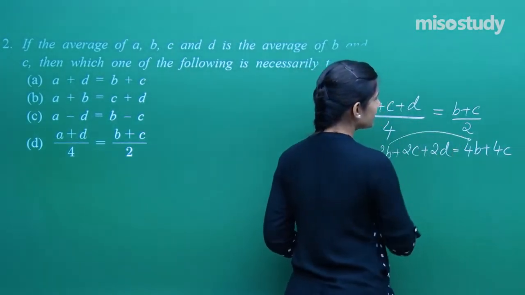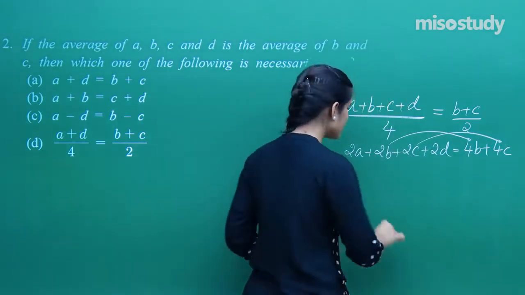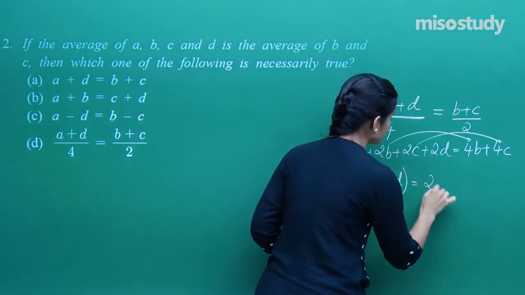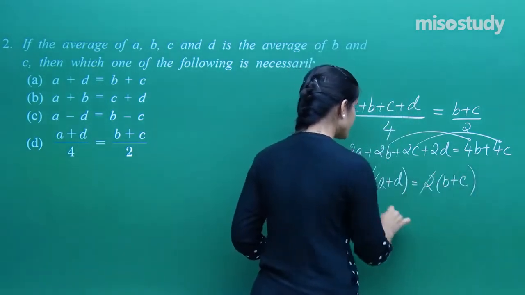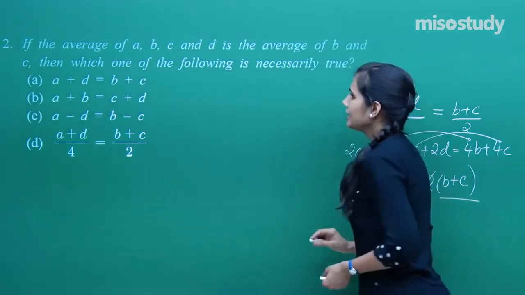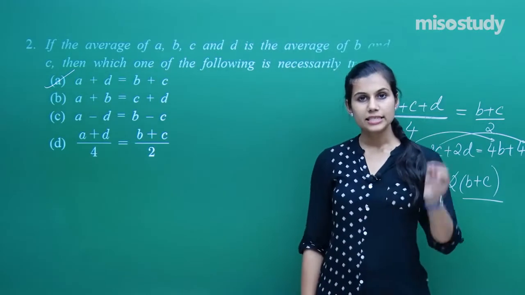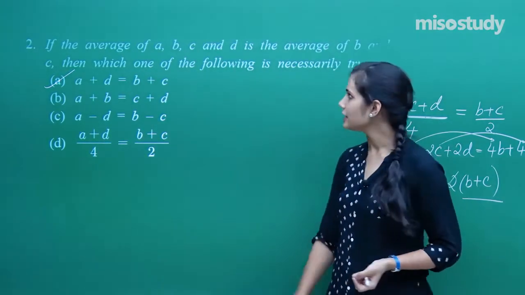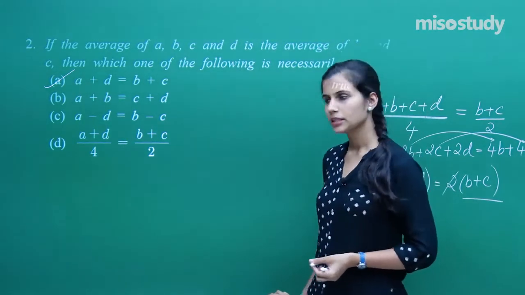4B minus 2B gives you 2B on the right hand side. 4C minus 2C gives you 2C on the right hand side. You have twice of A plus D is equal to twice of B plus C. 2 cancels, you are left with A plus D equals B plus C. This relation is necessarily true if the average of 4 observations A, B, C, D is equal to the average of B and C.